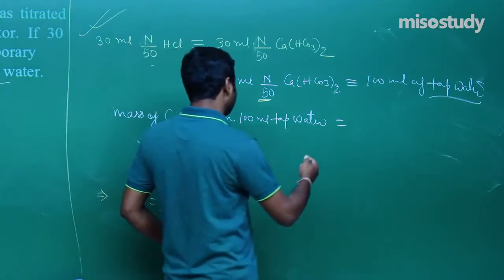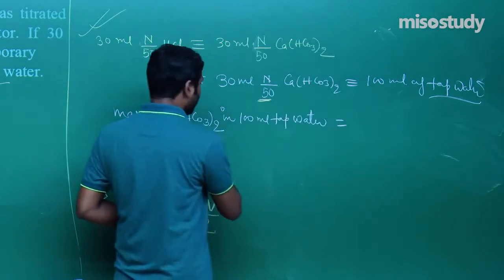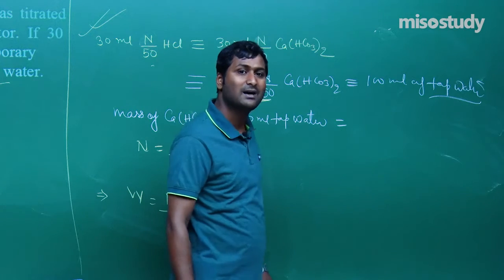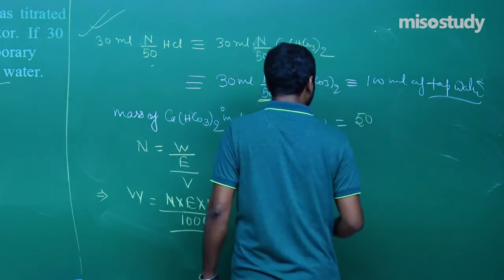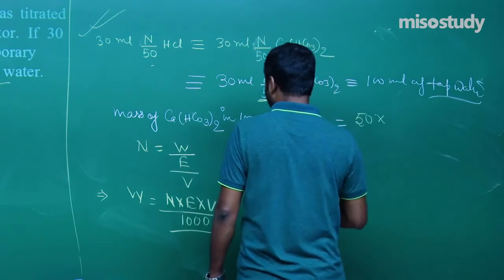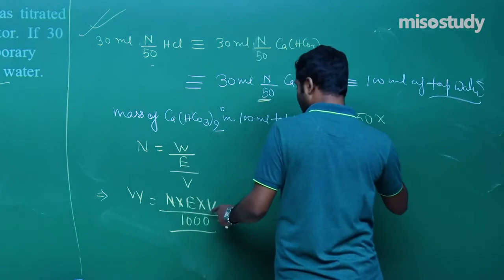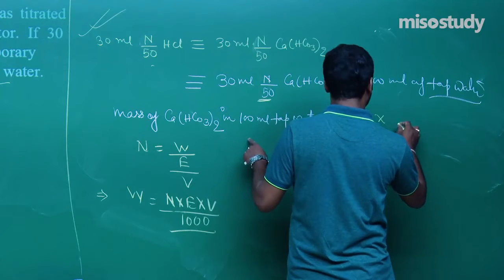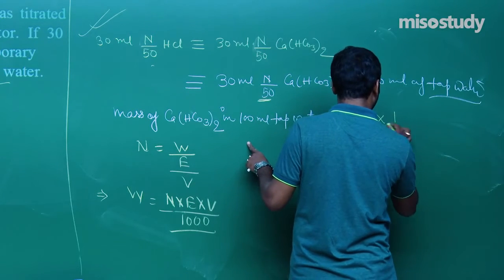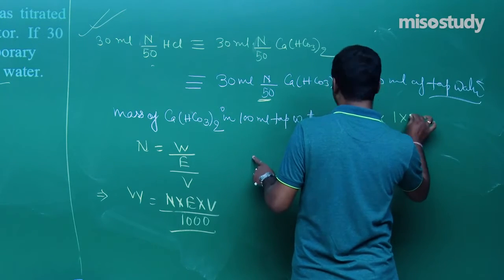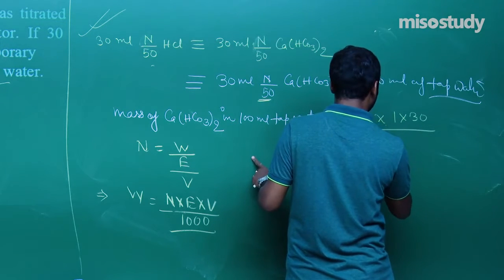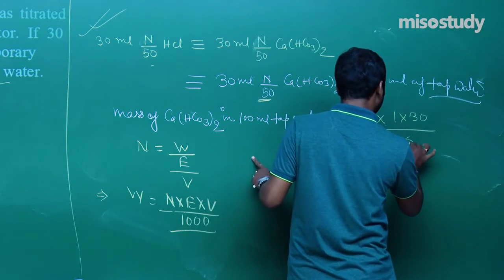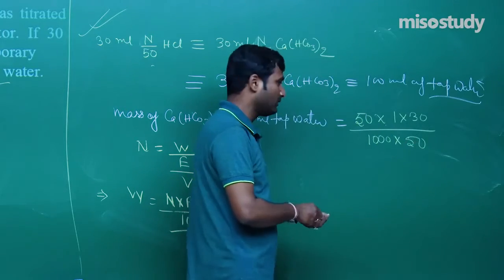So mass is N into E. What is the molecular mass? What is the equivalent mass here? 50. So put here 50. Then multiply by E, the equivalent mass we have put in; normality is 1 upon 50. Okay sir, and the volume is 30. Then divided by 1000 and put here 50. Clear? Yes sir, you complete.